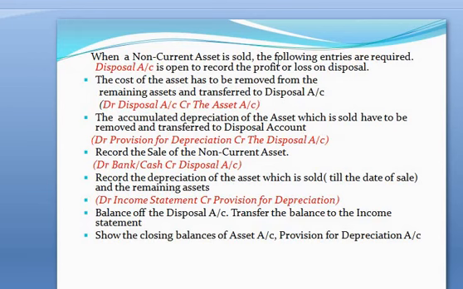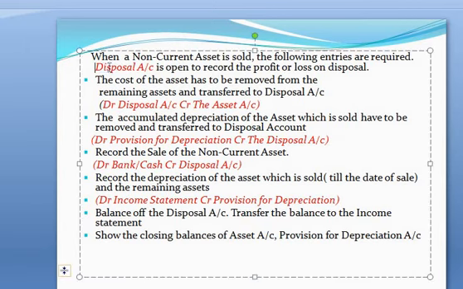When a non-current asset is sold, the following entries are required. First of all, understand that you have to open a disposal account. This disposal account is the one which is going to show you whether you have made a profit or a loss on disposal. When an asset is sold at more than its net book value, then you have made a profit. If it is sold at less than its net book value, you've made a loss.